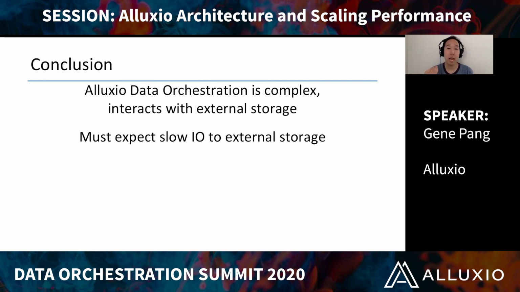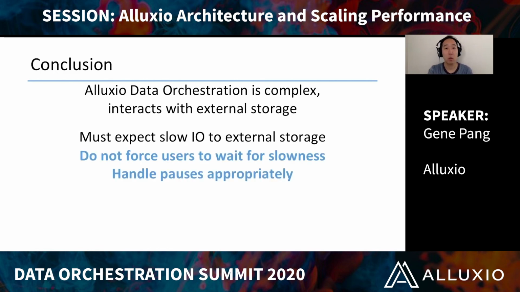And if we have this mindset, there's basically two main things that we need to always keep in mind for Alluxio. First one is we cannot force users to wait for this type of slowness. Since we have to expect the slowness, we shouldn't make the users wait for the slowness. And secondly, because we have to expect slowness and pauses, we have to handle them appropriately. We have to deal with them in a user-friendly way.